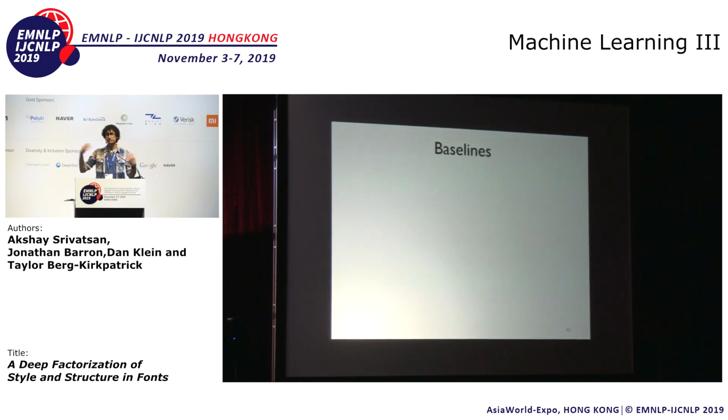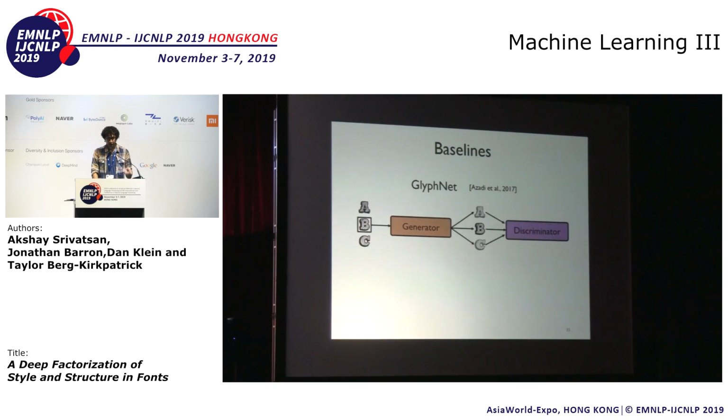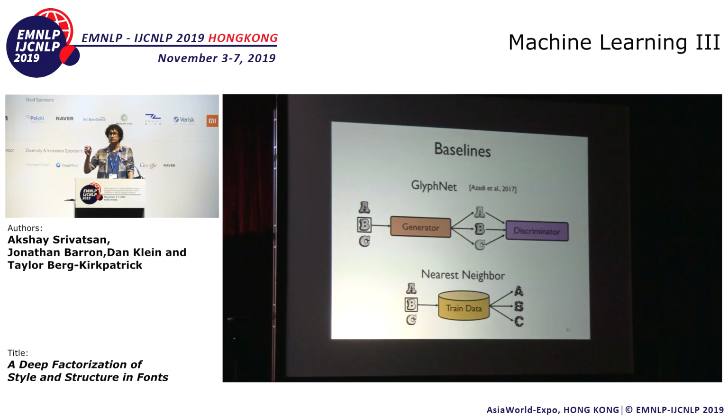So now that we've described the model and how we train it, we're ready to get into some experimental results. But before we do that, I want to briefly describe the baselines that we'll be using here. The first one is GlyphNet. That's the GAN that I mentioned earlier. And the other is a simple nearest neighbors baseline, which reconstructs fonts by just finding the closest example by L2 that it saw in the training data.